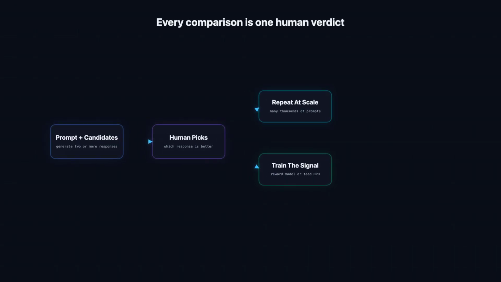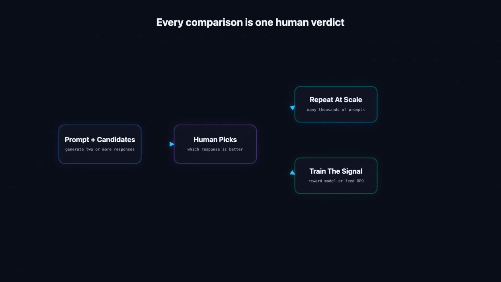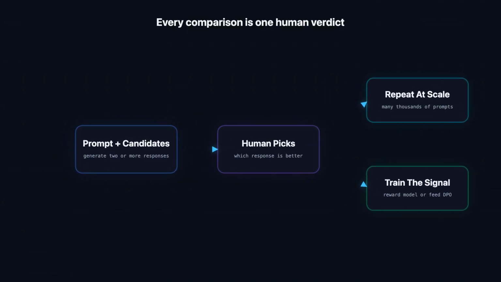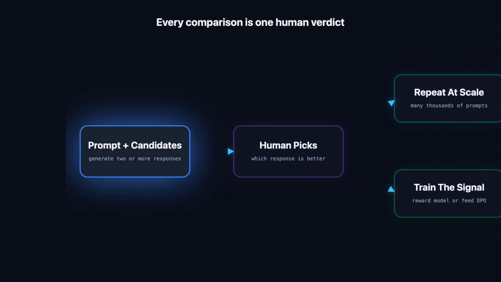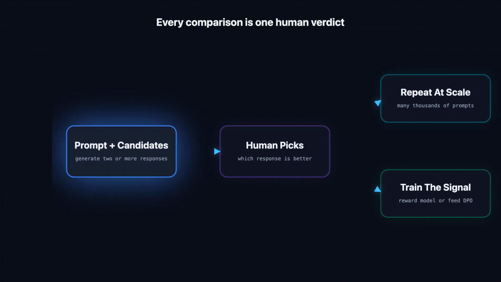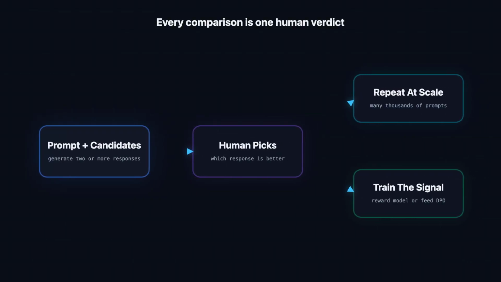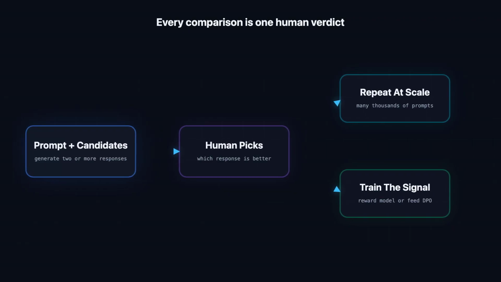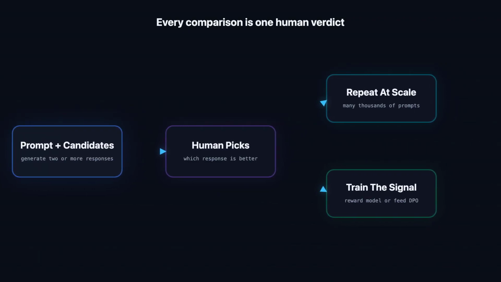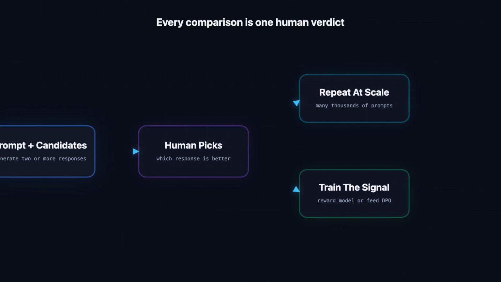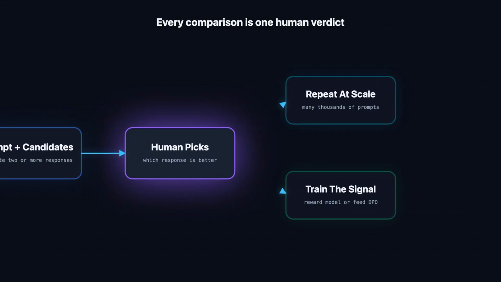At its core, gathering this data is a loop, repeated over and over at scale. Follow it one stage at a time. Start at the beginning. Take a single prompt and have the model generate two or more candidate responses to it. These are the raw material, several different attempts at answering the same question, and none of them yet labeled good or bad. Now bring in a person.